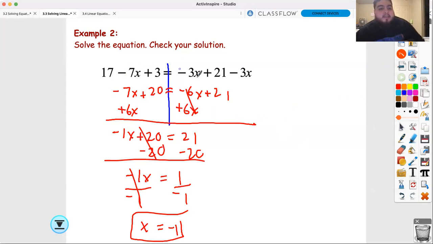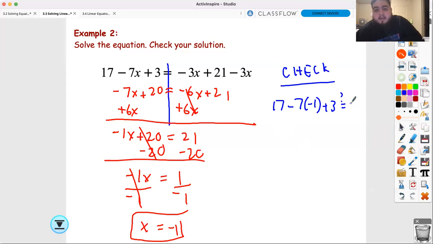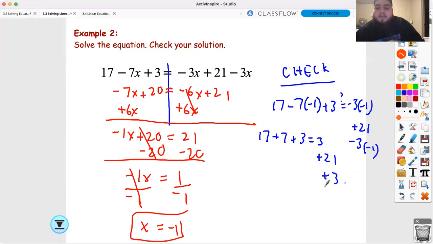So by plugging it into the original. So then it'll be 17 minus 7 parentheses -1 plus 3 equals question mark -3 times -1 plus 21 minus 3 times -1. Well, a -7 times two negatives make a positive, so it'll be 17 plus 7 plus 3 equals -3 times -1. It's a positive 3 plus 21 plus 3 because two negatives make a positive.